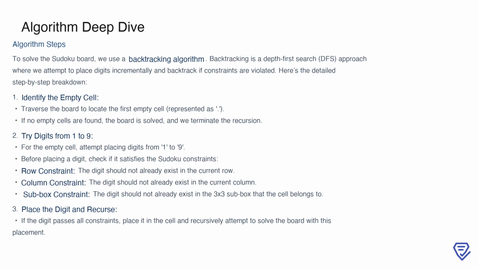Once an empty cell is found, we then attempt to place digits from 1 to 9. Before placing any digit, we validate it against Sudoku's constraints. The digit must not already exist in the current row, column, or the 3x3 subbox that the cell belongs to. If the digit passes all these checks, we place it in the cell and proceed recursively with this placement.